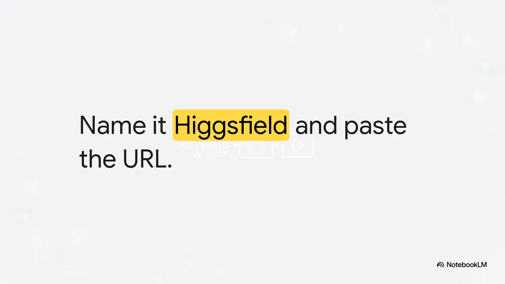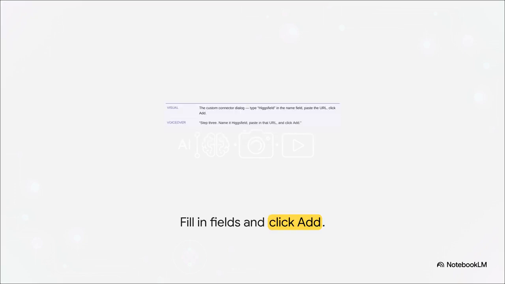Okay, step 3. In the custom connector dialog box that pops up, just type the word Higgsfield into the name field, and then paste that exact URL you copied earlier right below it. Once you've got the name and URL filled in, just smash that Add button to officially register the server with your Claude account. Super easy, right?